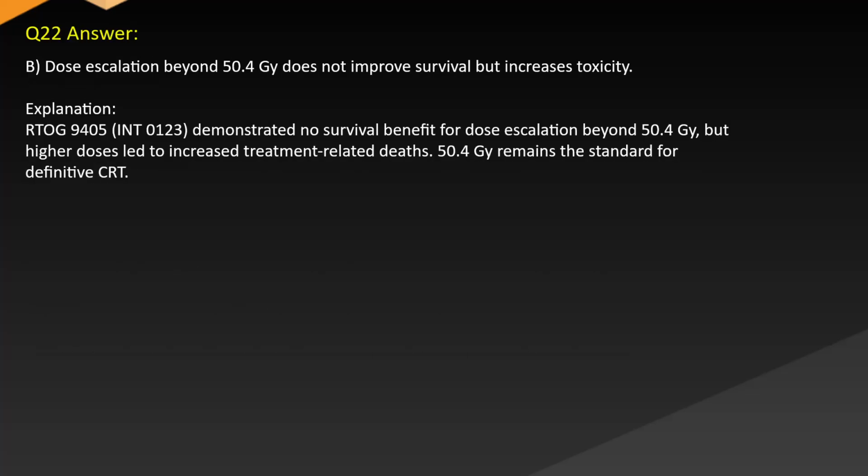Answer: B. Dose escalation beyond 50.4 Gy does not improve survival but increases toxicity. Explanation: RTOG 9405 demonstrated no survival benefit for dose escalation beyond 50.4 Gy, but higher doses led to increased treatment-related deaths. 50.4 Gy remains the standard for definitive treatment.